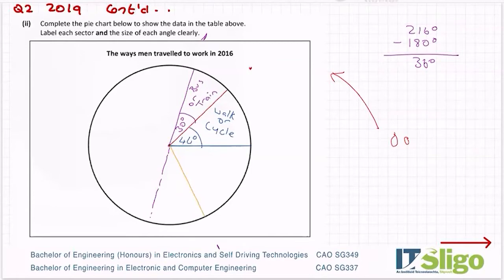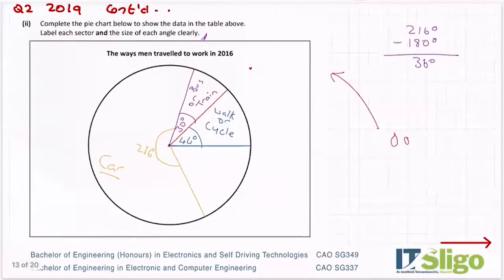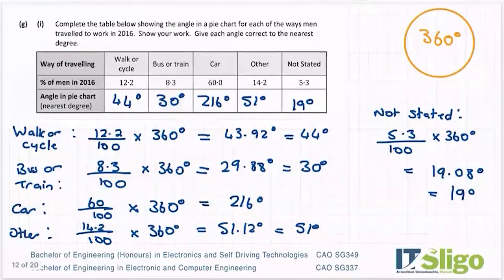Okay, let me get my rubber and just rub out this little line that I temporarily had there. Okay, and this is your angle, 216 degrees, and it's car. Okay, and then you turn your page around so that this is now your starting line. And the next angle you have to draw in is 51 degrees. Okay, and what's that? Other.